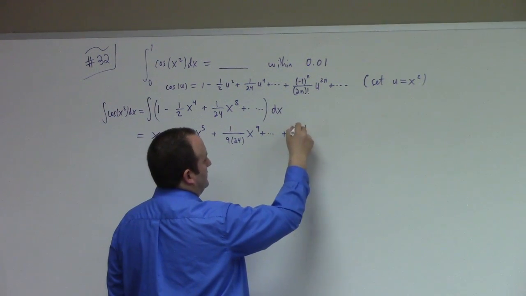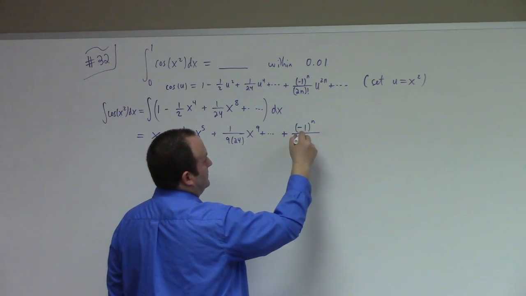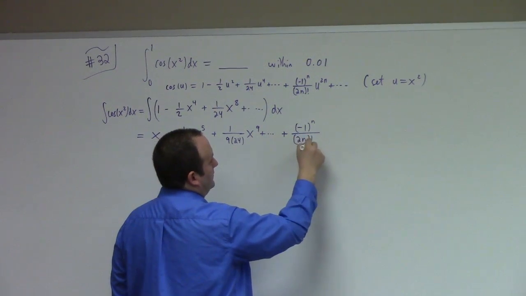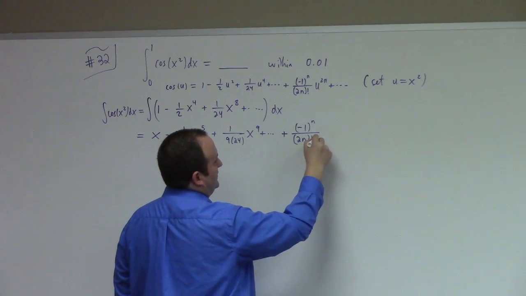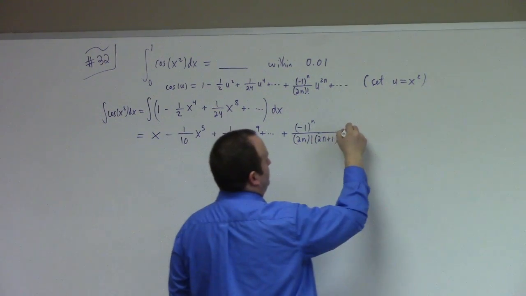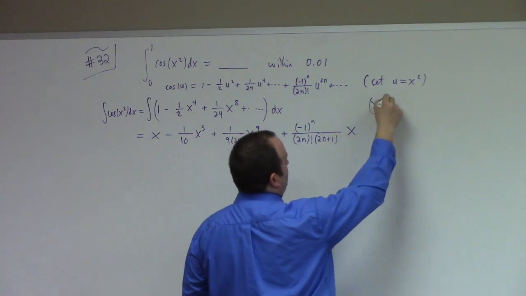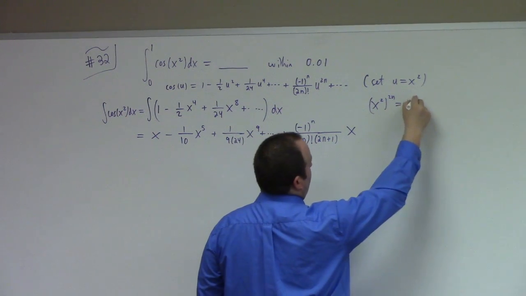Minus 1 to the n over what? Over 2n factorial, times what? Times 2n plus 1, x to the what? See, x squared to the 2n is what? It's x to the 4n, right?